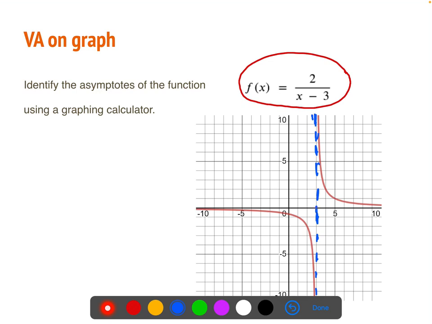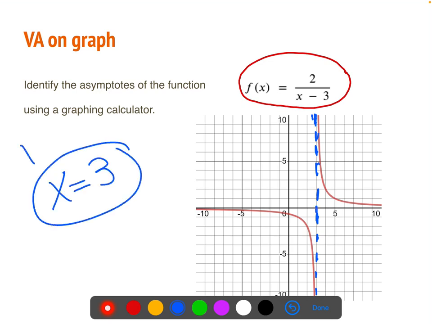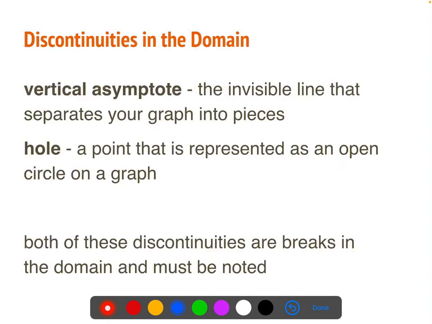There's my vertical asymptote. Remember, it's invisible, that's why we make it dashed. And it looks like it goes through 1, 2, 3. So my vertical asymptote is x equals 3. We abbreviate that as VA for vertical asymptote, because it's up and down and it's invisible. All it does is separate your graph into your two pieces.